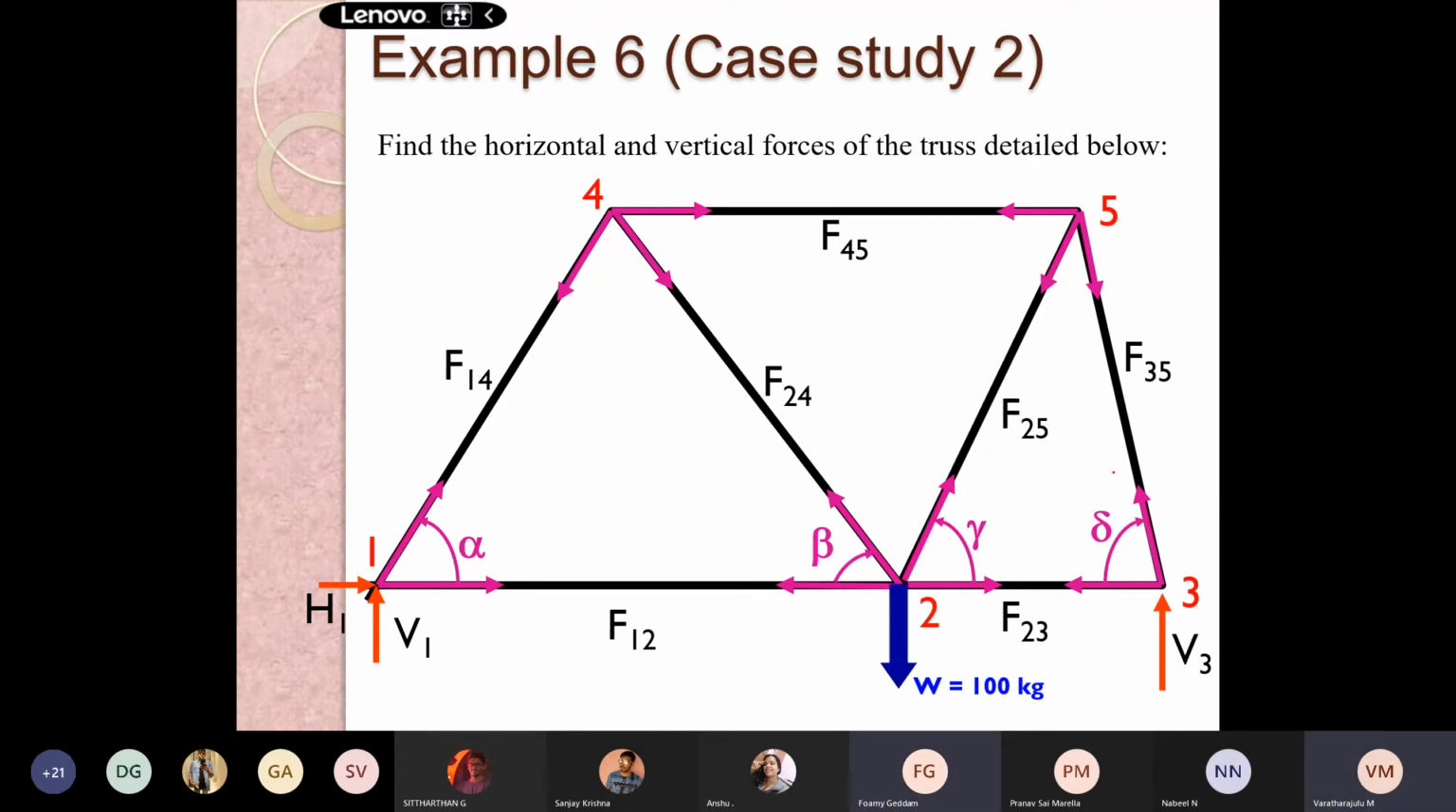Try to build the equations. Once the equations are ready, then we can solve with the aid of any software. That was a very good approach.